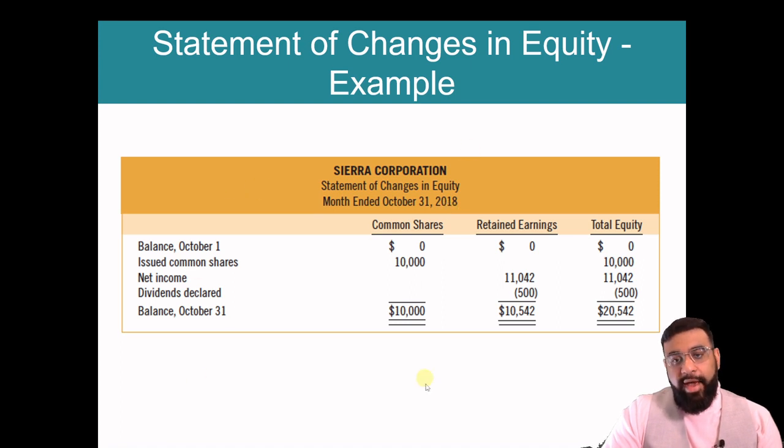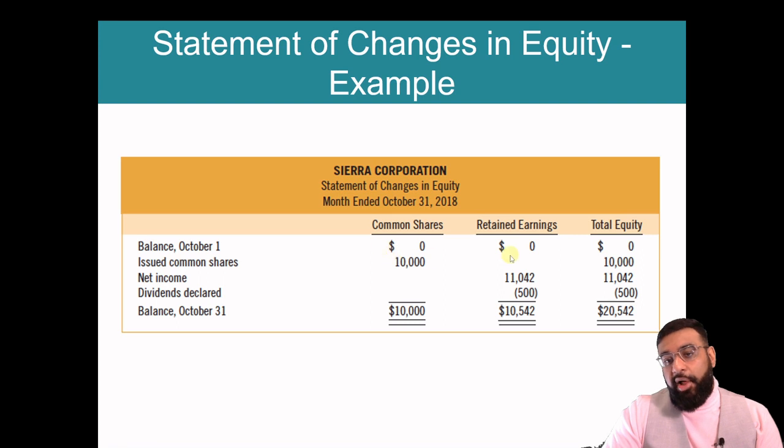Now here we have four columns. We have one for the descriptions and one for common shares. This company does not have preferred shares, and a company does not have to have them. They can have just common shares, or just preferred shares. In this case, this company has common shares, retained earnings and total equity. Another word for equity is shareholders' equity, or even owner's equity, exactly the same thing. Since this is the first year of operations, our beginning balance on October 1st is 0, 0, 0.